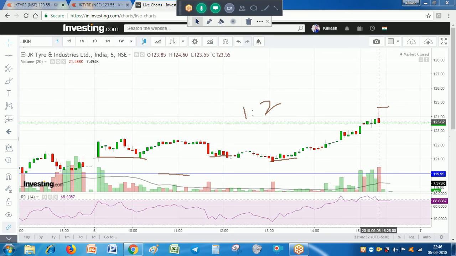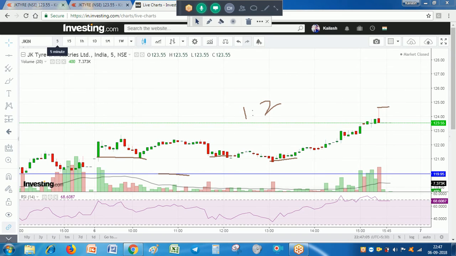So for intraday we will use 5 minutes, or from 5 minutes to 15 minutes time frame. And always remember, the higher the time frame, the more reliable the levels. Try not to trade below 5 minutes time frame, because the levels would be very small and very quick, and we might take a wrong trade. So the best time frame for intraday is 5 minutes or 15 minutes.